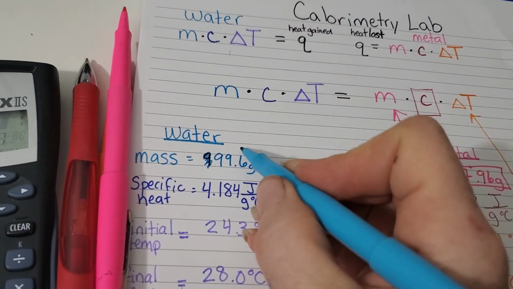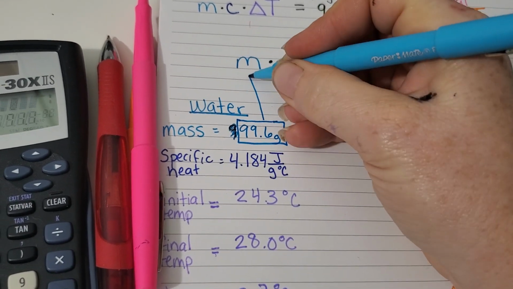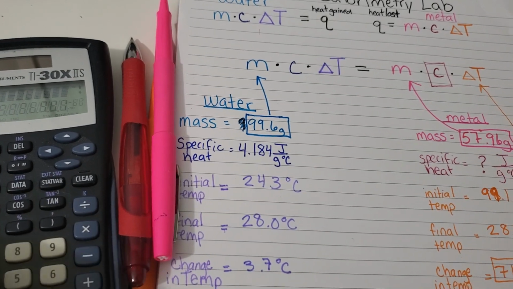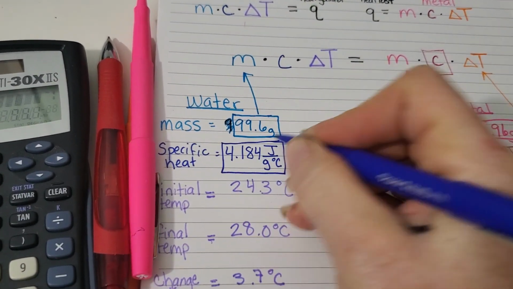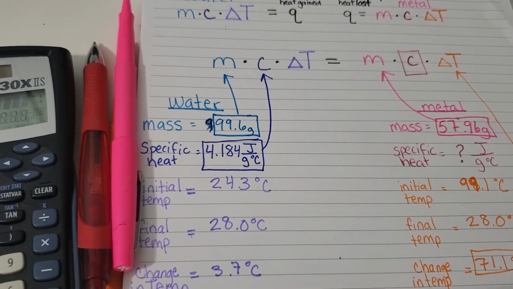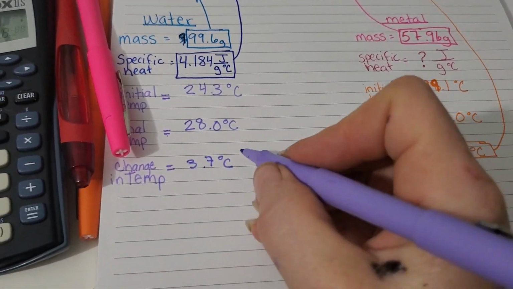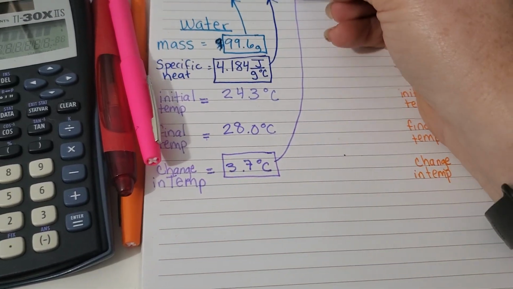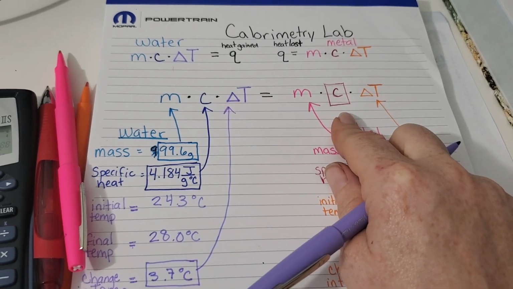We got our mass of water. The specific heat of water we know, you can look it up, but we've used it a few times already. 4.184 joules per gram degree Celsius. And then our change in temperature. Solve for the specific heat of the metal.